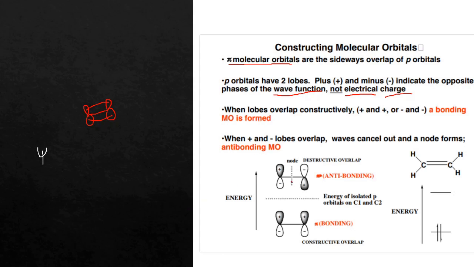Now when the lobes of the p orbital overlap constructively, which means when a positive end of the lobes overlaps with another positive end, or when two negative ends of the lobes overlap with each other, a bonding molecular orbital is formed. So you can see here we have two lobes, one positive and the other positive, and this is what we call a constructive overlap.